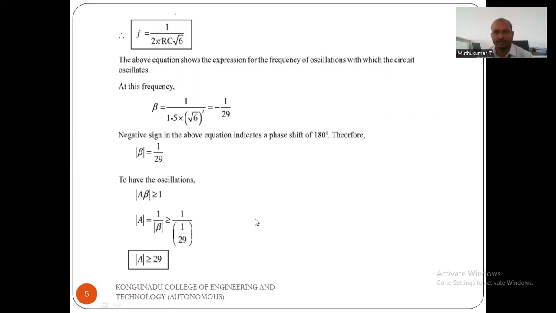So the formula for the frequency of oscillation is F equal to 1 by 2 pi RC into root 6. So C provides the change in operation.